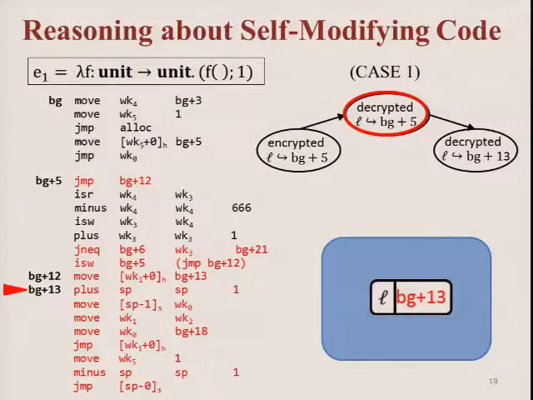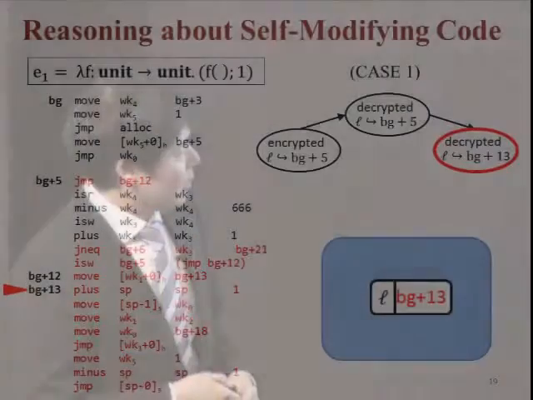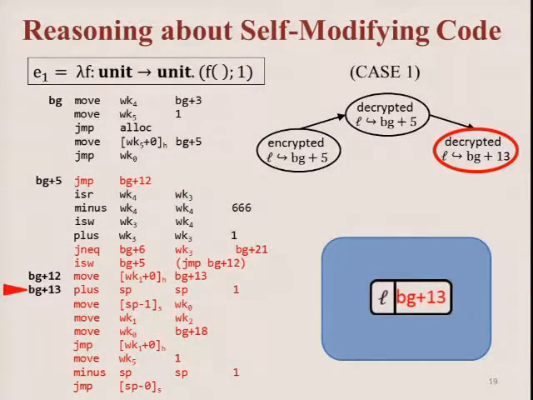So basically, the code is decrypted, and it still contains bg plus 5. So we move to this state, and then we update this code pointer with bg plus 13. Then we can move to bg plus 13 state. So we can transition from here to here because it's allowed, right? And that's what we did in this code. So at this point, we can change the state to here.